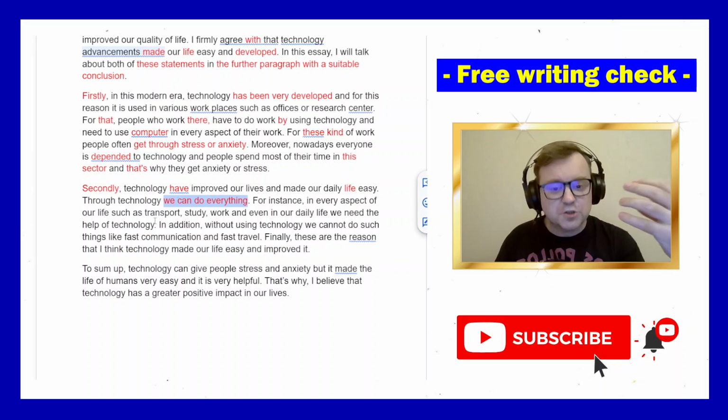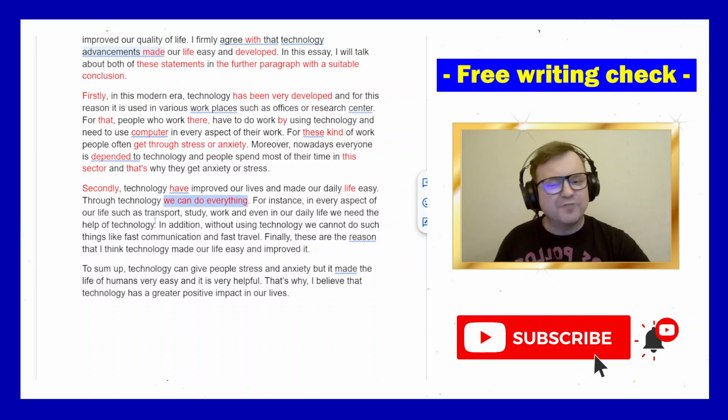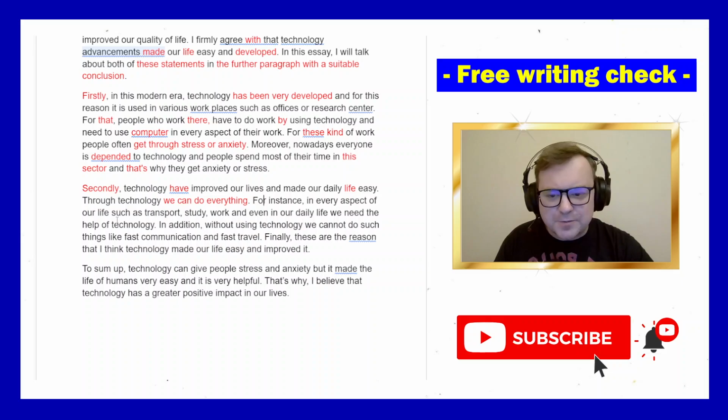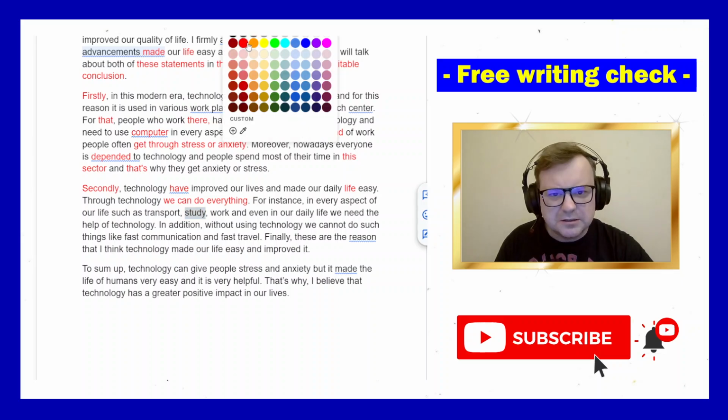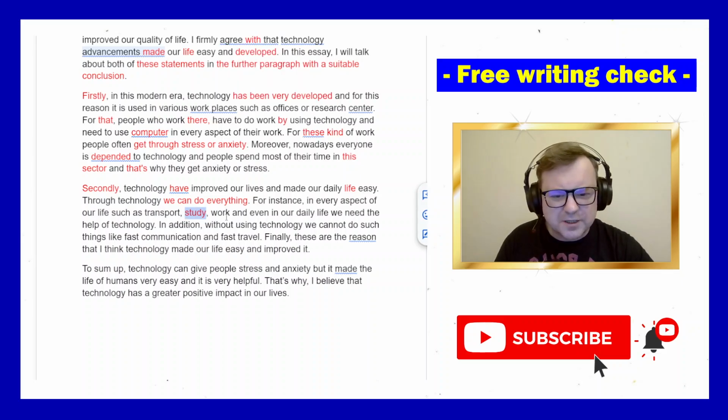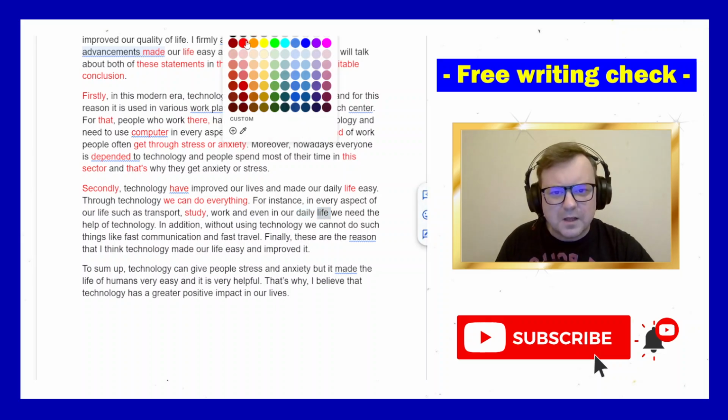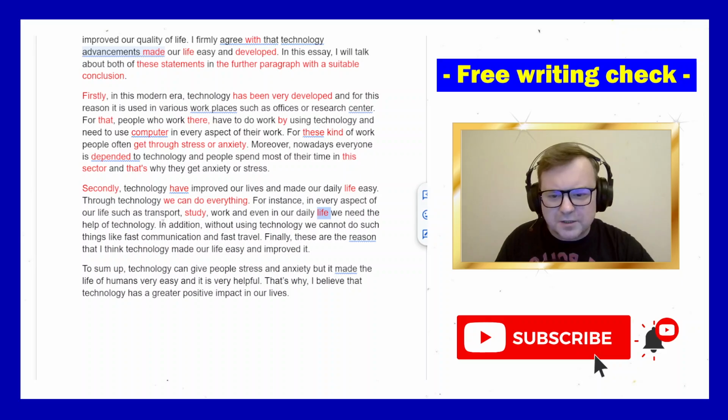"Technology has helped us to do many more things that previously were impossible." That's right. Many more things. Not everything. This is academic writing. We should be precise. "For instance, in every aspect of our life, such as transport, studying, work", okay, as a noun is fine, "and even in our daily life". Again, this is the third time we've had daily life. "We need the help of technology."